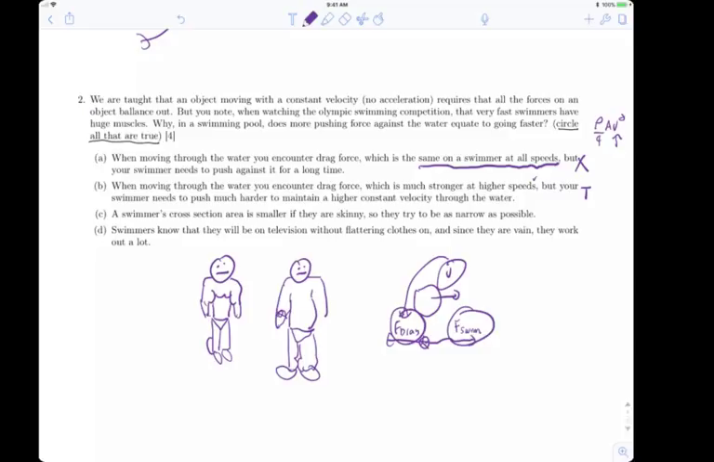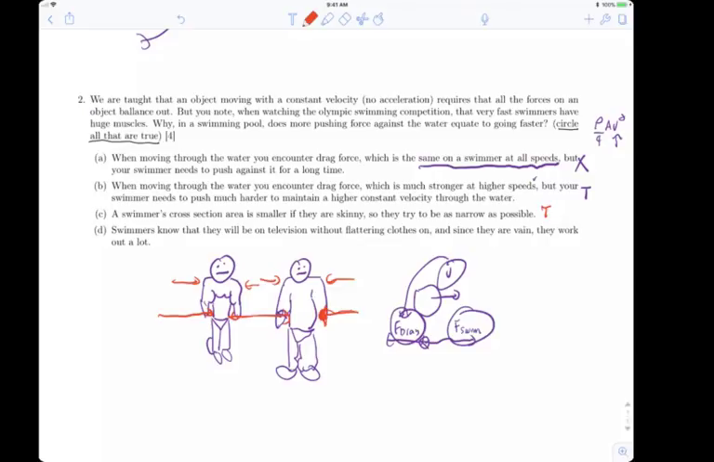A swimmer's cross-sectional area is smaller if they are skinny, so they try to be as narrow as possible. So some of you were like, hey, that's wide. And I'm like, hey, it's not as wide as that. That's what we're talking about. Also, kind of narrow here. Not very narrow here. Athletes tend to build bodies that essentially do well in their circumstance. In sumo wrestling, you want, you know, the bigger the gut. It's kind of helpful. You have more mass to push people over with. In swimming, you want a really small cross-sectional area. So, yeah, this one is also true.